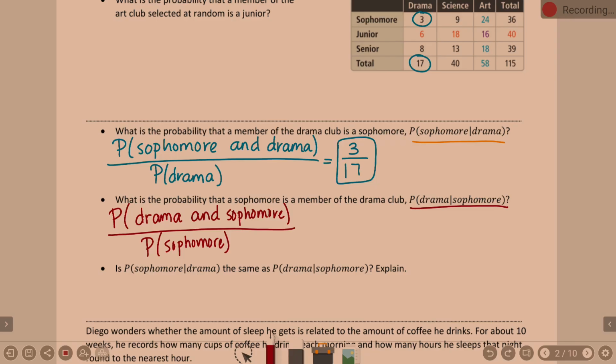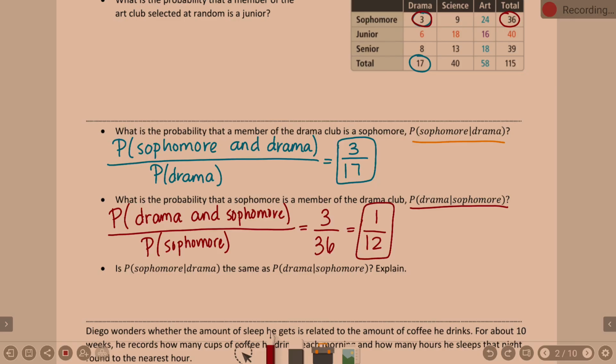Okay? So, on top, probability that a student is in drama club and a sophomore. Or in other words, how many students are in drama club and sophomores? Out of probability of being a sophomore. There are 36 sophomores. So 3 out of 36, which reduces to 1/12.